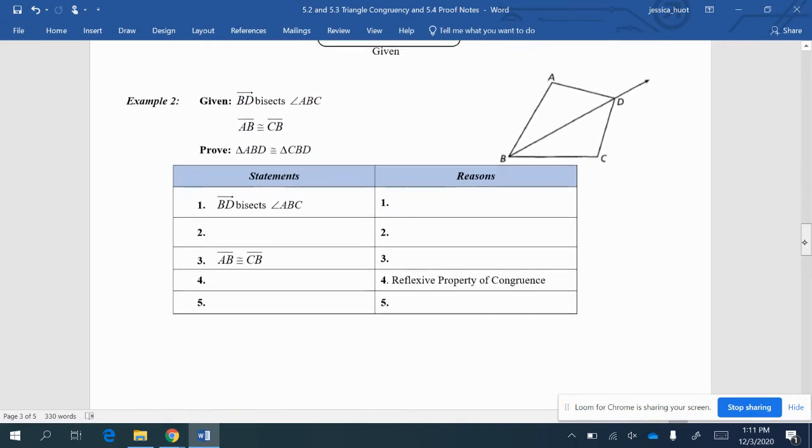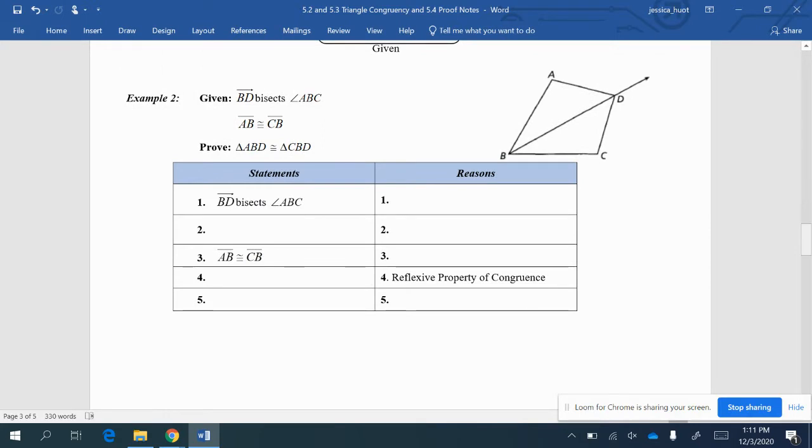All right, our next proof, we are given that ray BD bisects angle ABC, and we are given that segment AB is congruent to segment CB. So our first statement, ray BD bisects angle ABC, that was given to us.